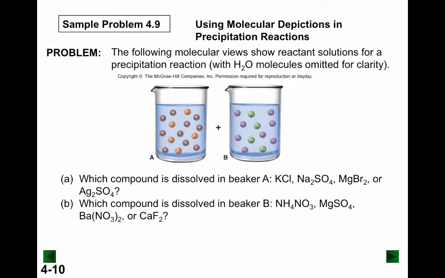Notice the charges of the ions in beaker A are 1 plus and 2 minus. Which one of the possible compounds listed for part A will form these ions in solution? Notice that the charges of the ions in beaker B are 2 plus and 1 minus. Which one of the compounds listed for part B will form these ions in solution? Then do a double displacement reaction to form the products. Look at table 4.1 to see if the products will be soluble or not. Please work through this problem and see if you can determine the compound that is dissolved in beakers A and B before moving on to the next slide.